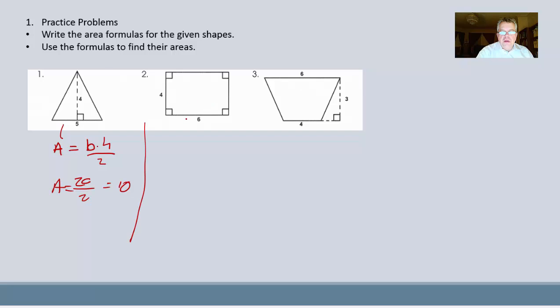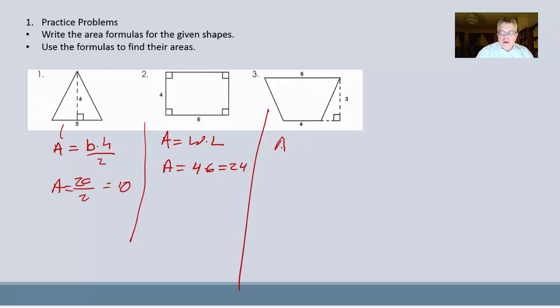Okay, let's try this one. This one is clearly a rectangle. So area is width times length, and so it's just 4 times 6, which is 24. Told you, this is an easy video. This is a new kid on the block. We have trapezoids. We just talked about them today in class.